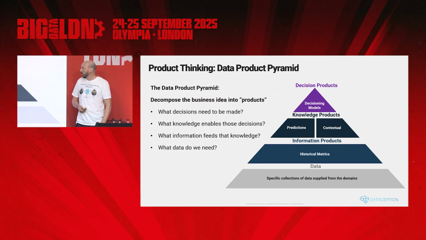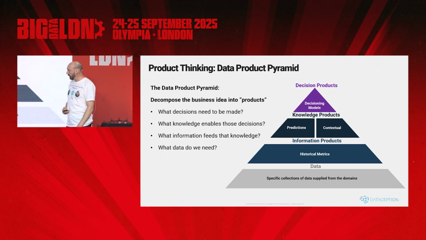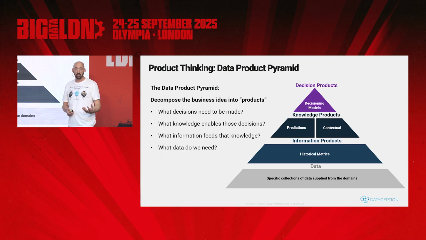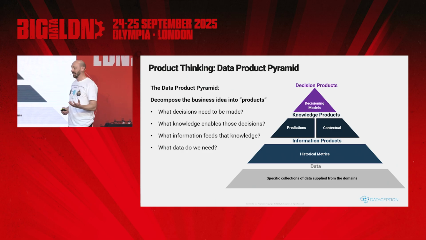And the way we do that, we have something called the data product pyramid. Now, some of you who follow me on LinkedIn will have seen this before. So the idea is we're trying to decompose the business problem. So don't tell me you want a dashboard or a KPI. How do you actually decompose the problem? What decision do you want to make? What outcome do you want to make?